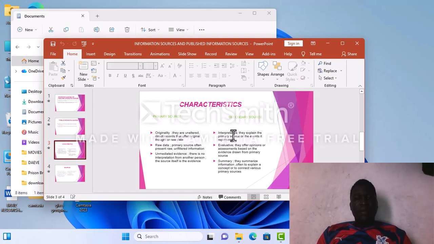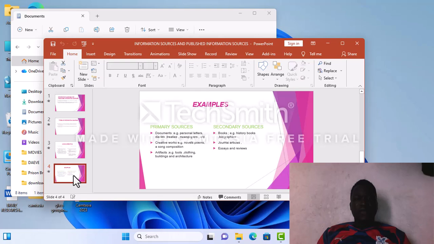Then summary: they summarize information, often to explain a concept or connect various primary sources. They summarize different forms of primary sources so that they can connect them together to see the differences and the similarities, compare them, and produce one source. Then we have the examples.